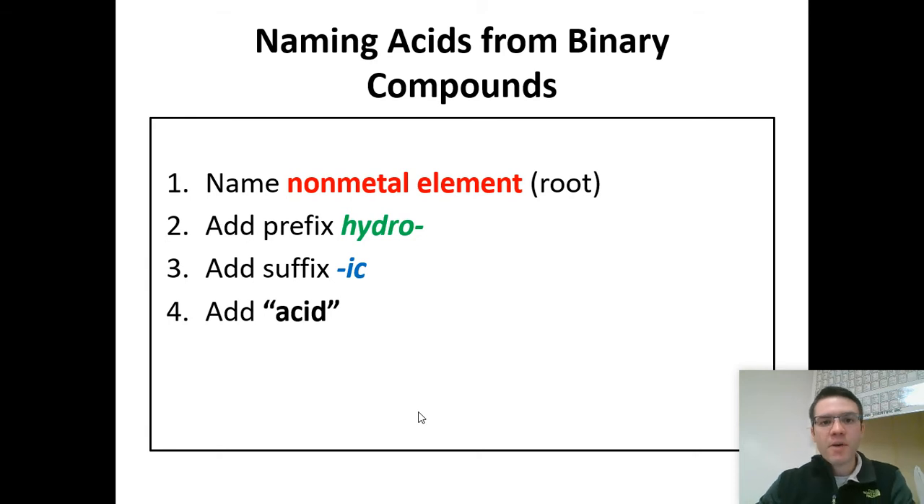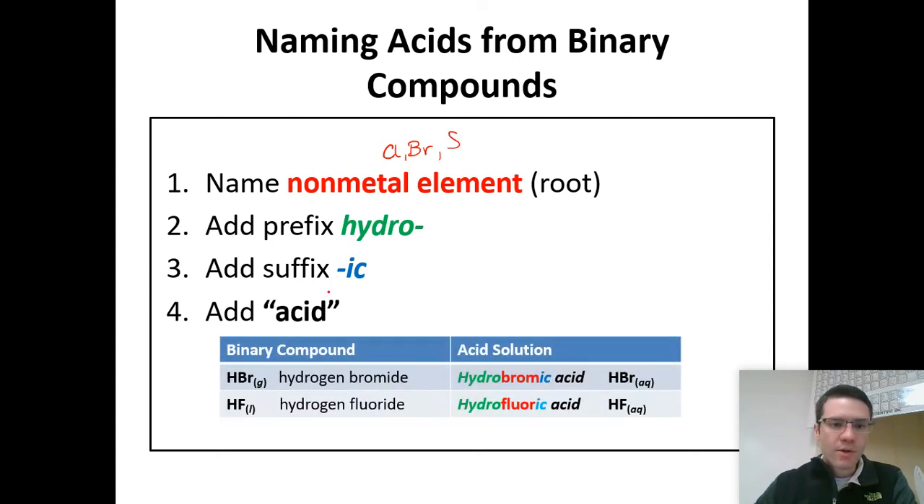If you have an acid that is just attached to a single nonmetal element, things like chlorine or bromine or iodine, the halogens, or sulfur, this is how you name it. You put hydro in front of it. Two examples: HBr, hydrogen bromide, changes into hydrobromic, that's our bromine, and we add the ic for all of these. These are all ic acids. So this is hydrobromic acid.